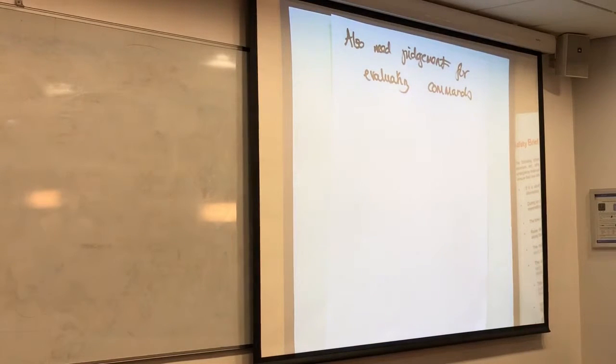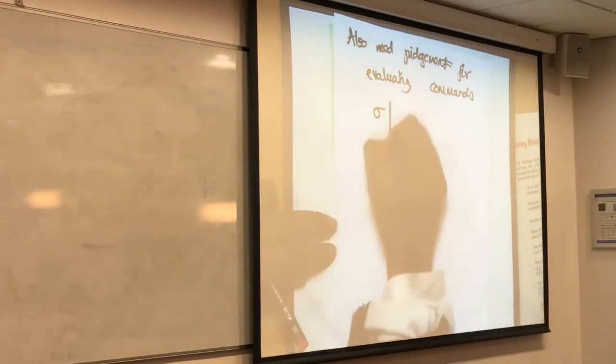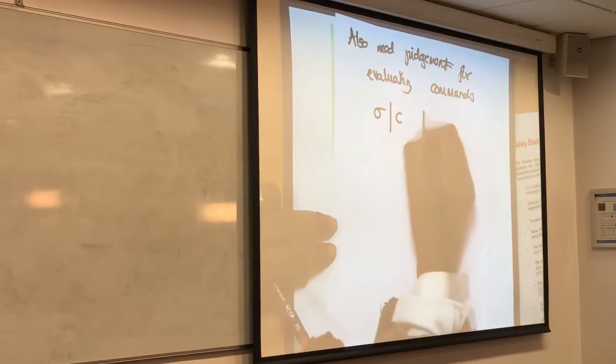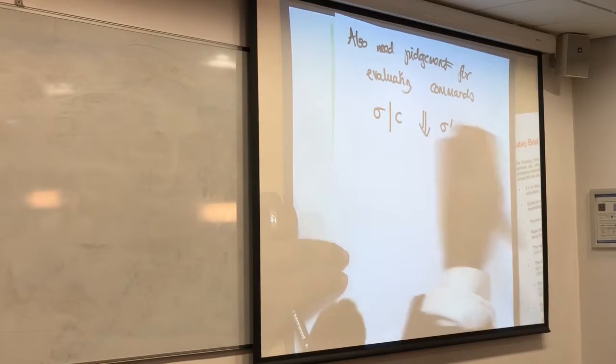We need something to evaluate commands. So what does that look like? Well, obviously it'll have to start with a memory. So in a memory sigma, we'll evaluate a command. That'll evaluate to, well, you'll change the memory.